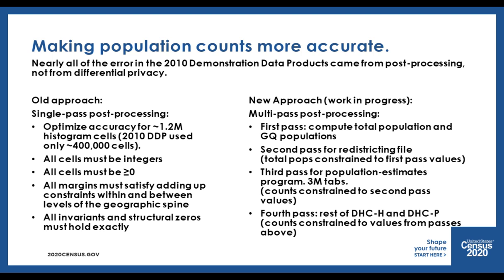Then we would do the same to generate the roughly 3 million statistics necessary for our population estimates program and for most of the demographic analyses, constrained to the values of the PL file. And then and only then would we run the remainder of the statistics necessary to complete the DHC products that are now constrained to the values obtained in the third pass. Doing this will allow each pass to inherit the accuracy of the prior passes and help to ensure that the major distortions that we observed in the demonstration products are eliminated.